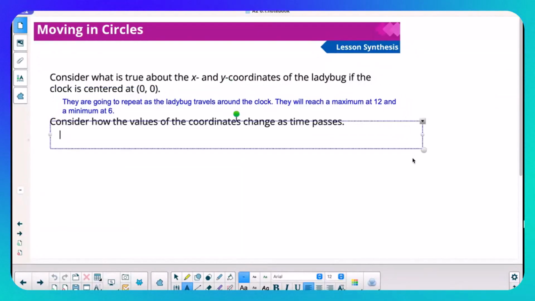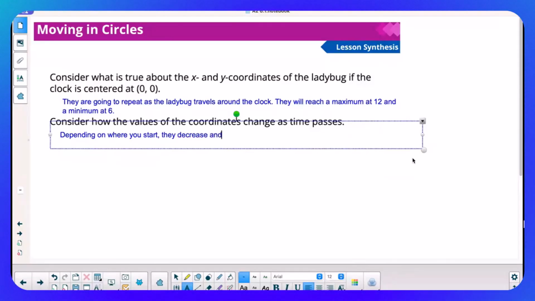Consider how the values of the coordinates change as time passes. I would say that depending on where you start, they increase or decrease. If you start at the top like we did, they decrease and then increase, and then they repeat. Okay.